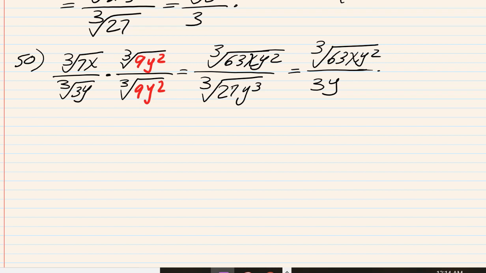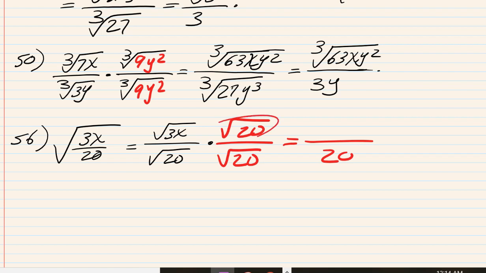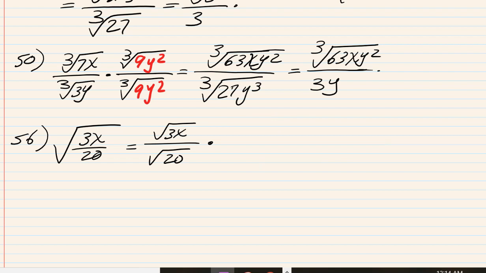Let's do number 56. Number 56, I have square root of 3x divided by 20. And we want to rationalize that denominator. That's 3x over root 20. Now, here's something I'm not going to do. So I'm going to erase this, okay? There. I'm not going to do that. Why? Although that gives me 20, in the numerator I'm going to simplify when I multiply 3 times 20, 60. So there's no way out of this simplification. So might as well simplify square root of 20 from the get-go.